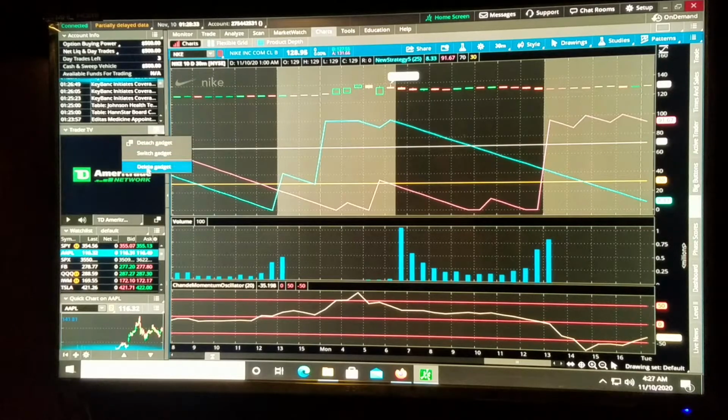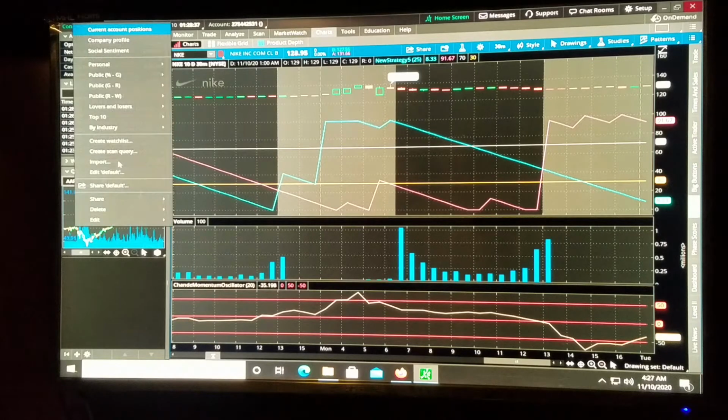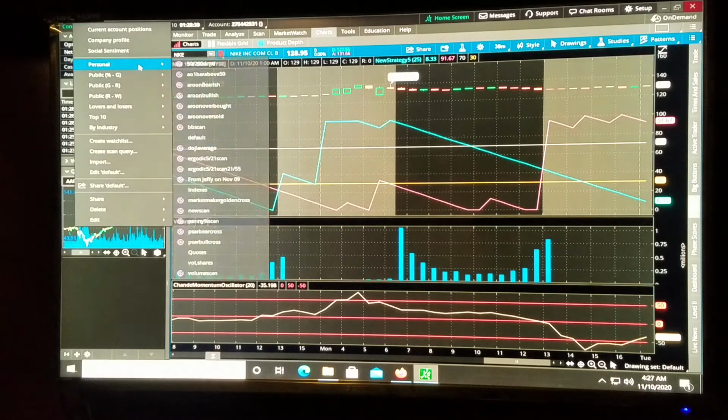Just get rid of our Trader TV here. Let's take a look at our watch lists. We've got default watch lists, our personal watch lists, and I've got many watch lists in here. A couple I've built, a couple I've been able to download. And what we can do is take our studies and pipe them in as scans and use them.